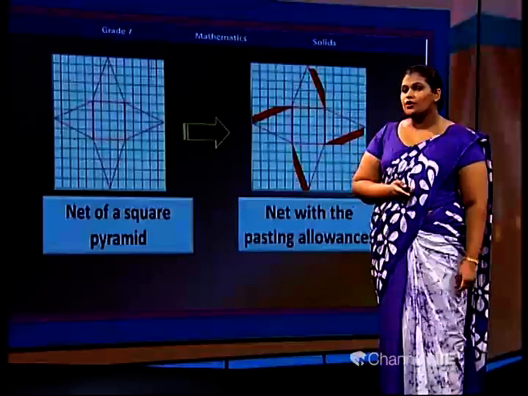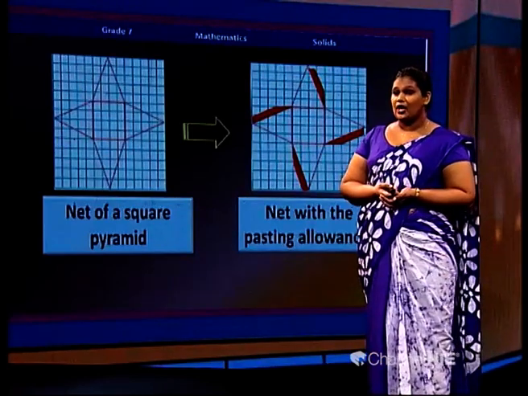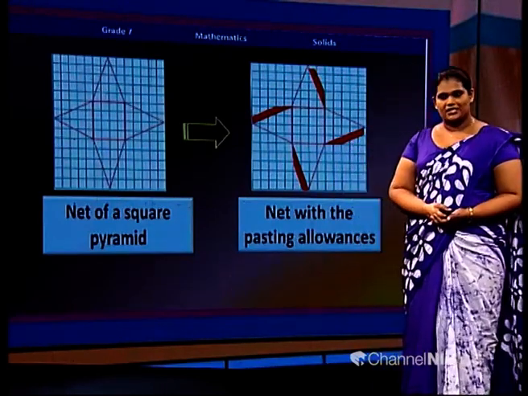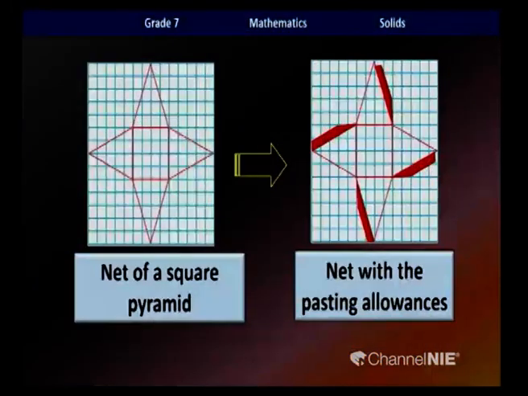But when you want to make a square pyramid, you need to have the pasting allowances. Therefore, I have mentioned the net with the pasting allowances. But when we ask you to draw the net of a square pyramid, you should not mention the pasting allowances.